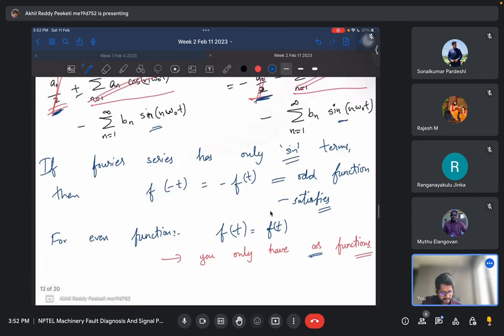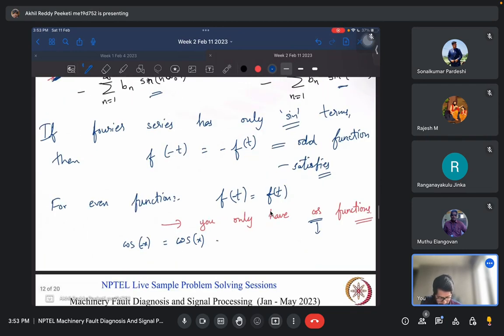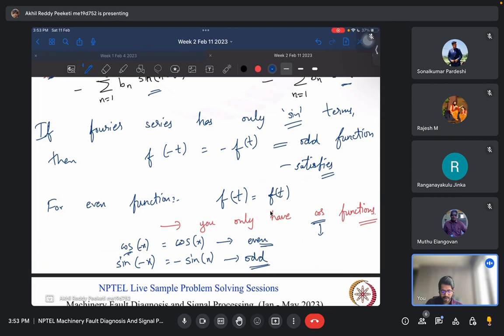And one more thing: the cos of minus x is cos of x, so cos itself is an even function, and sine of minus x is equal to minus sine of x, so sine itself is odd. So simply by this, you can also see that if your actual function is even, then you should only have even corresponding terms. That means you should only have cos. And if your actual function is odd, then you should only have the sine terms.